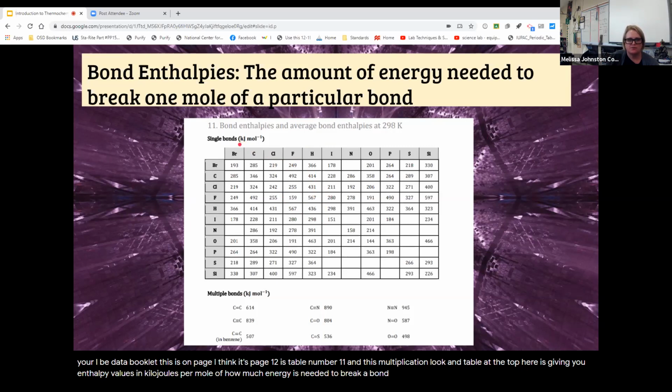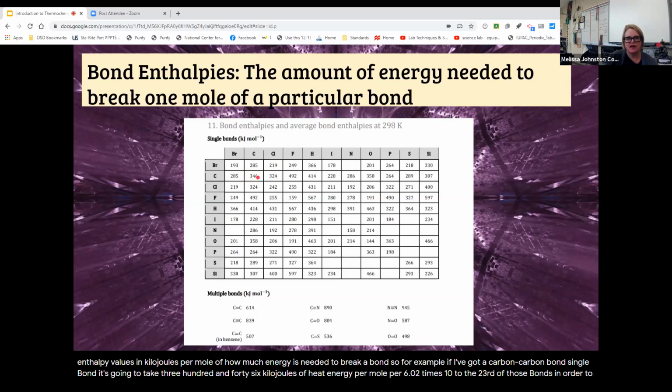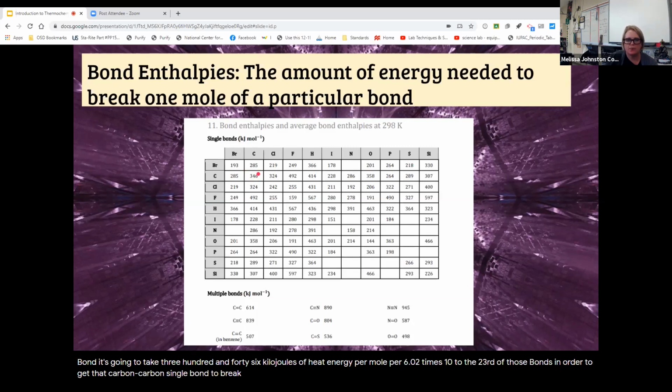So for example, if I've got a carbon-carbon single bond, it's going to take 346 kilojoules of heat energy per mole, per 6.02 times 10 to the 23rd of those bonds, in order to get that carbon-carbon single bond to break. If I have a carbon-hydrogen bond, it takes slightly more energy. If I've got a bromine-bromine bond, it'll take a lot less energy. So these are all single bonds.